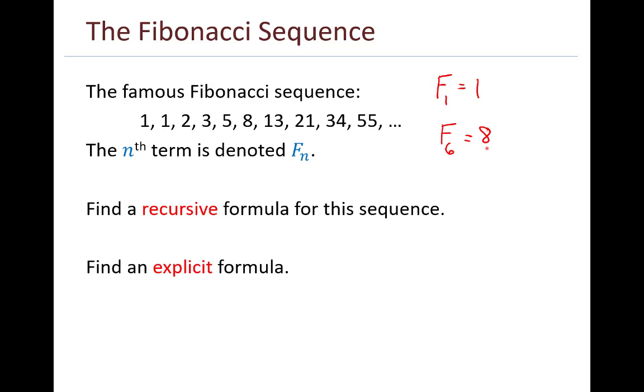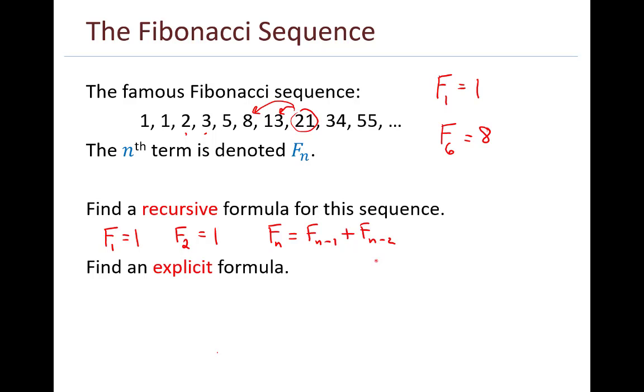Well, the recursive formula for this sequence is that F1 is 1 and F2 is 1, and then the recursion builds off of both of those. F sub n looks like F sub n minus 1 plus F sub n minus 2. And so you can see how 2 plus 3 equals 5. 3 plus 5 is 8, 5 plus 8 is 13, 8 plus 13 is 21, and so on. So every term is the sum of the previous two. So F sub n is the sum of F sub n minus 1 and F sub n minus 2.